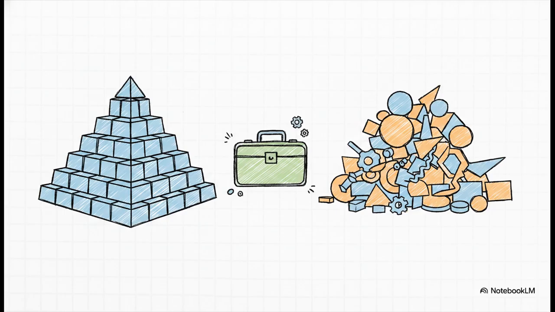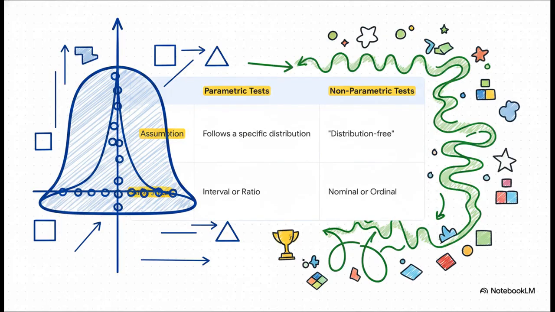And because of this difference, you can't have a one-size-fits-all approach. You need different toolkits for different kinds of data. The path you end up taking totally depends on the assumptions you can make about your data.